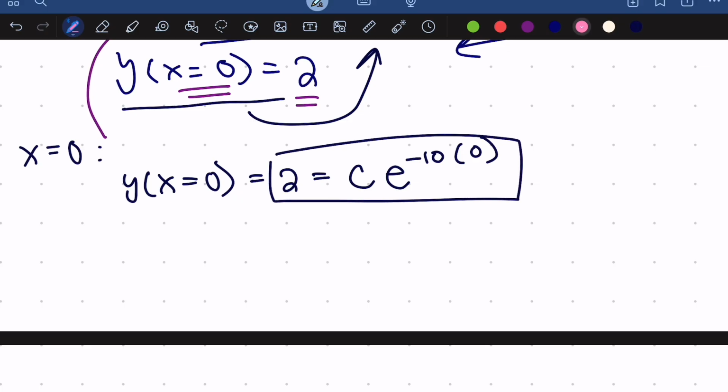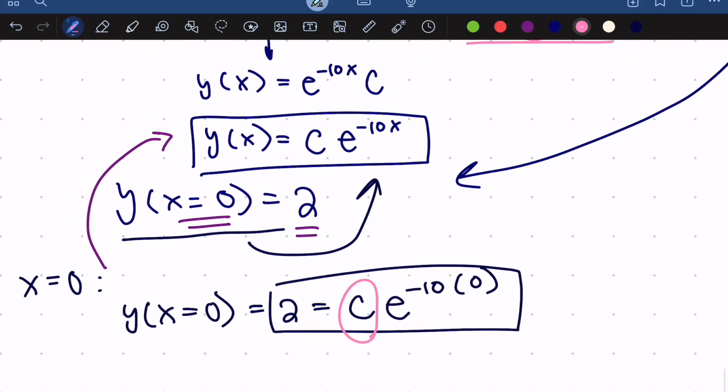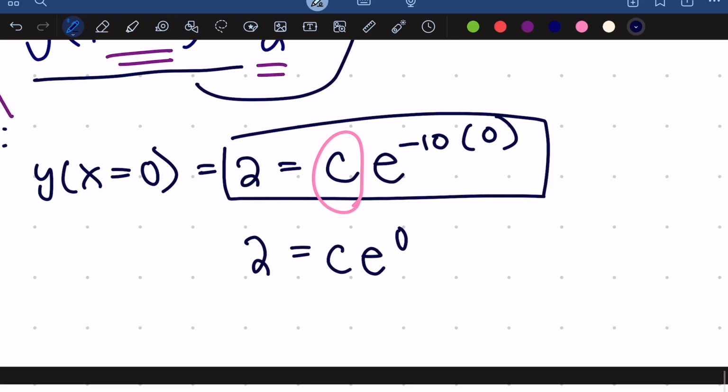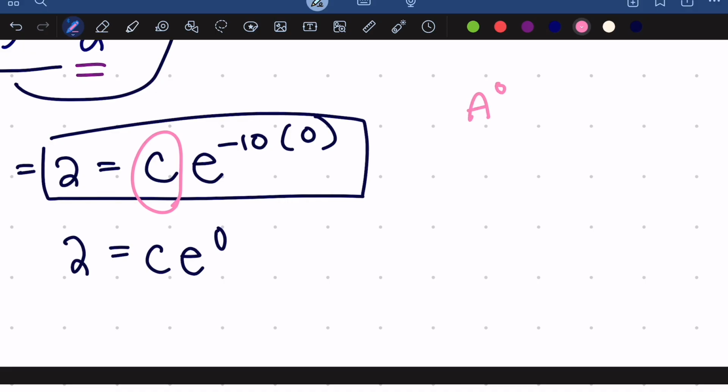This is great because looking at this, we can see that the only thing we don't know is c, unlike earlier, which was c, y, and x. So now we could solve for our unknown variable. We have 2 equals c e to the negative 10 times 0, and negative 10 times 0 is 0. And as we know, any value raised to the 0th power becomes 1. So I'm going to write that to the side. This is just a rule of exponents once more.